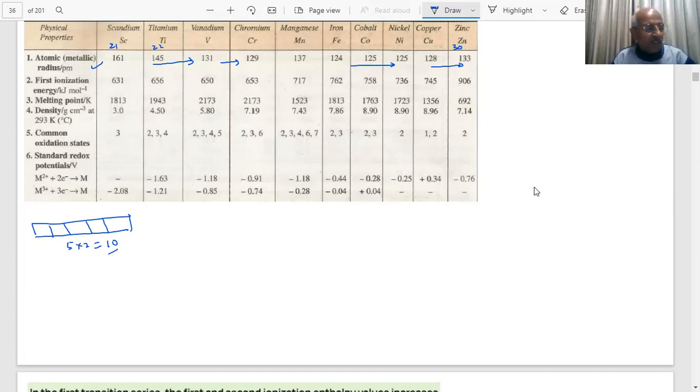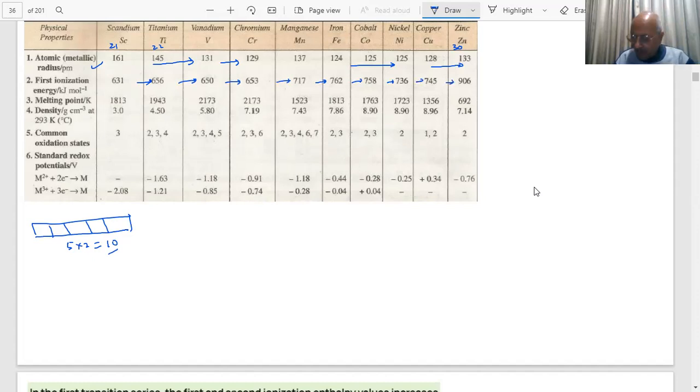So these two factors were discussed, students. The atomic and ionic radii, which we discussed last time, are based on two factors. Then, as you see, the first ionization energy. What is ionization energy? Energy required to remove an electron from a neutral gaseous atom. As you can see, 631, 656, this has increased and a slight decrease here, then a slight increase, then increase, almost the same, a little decrease, almost the same, and then high.